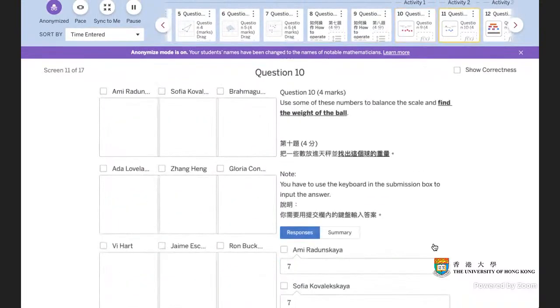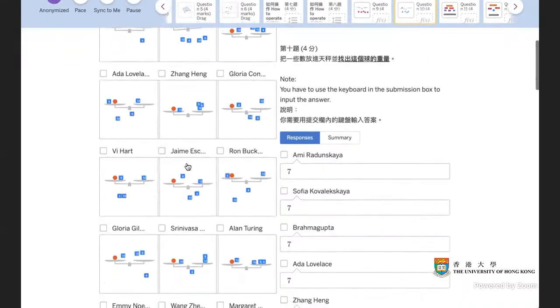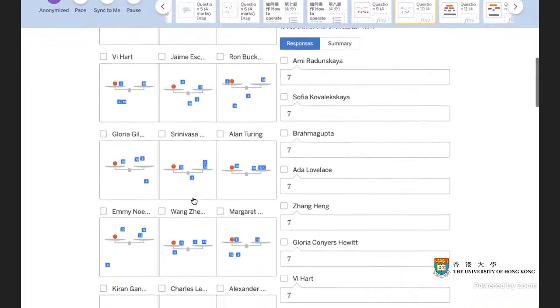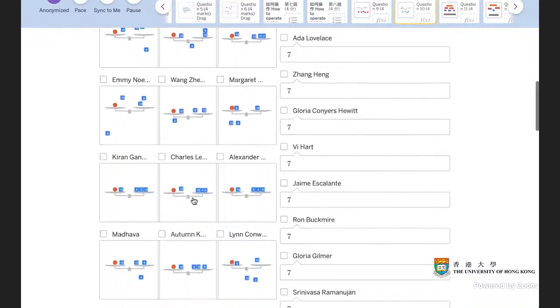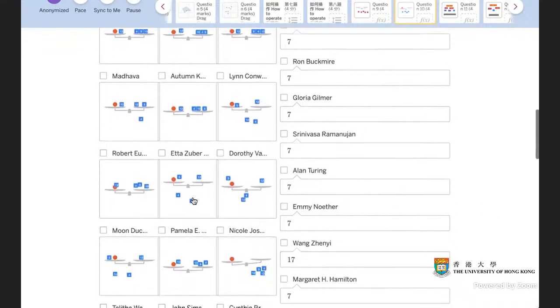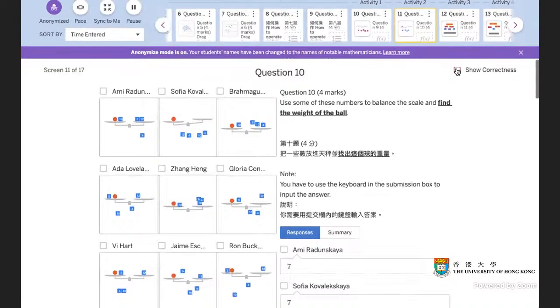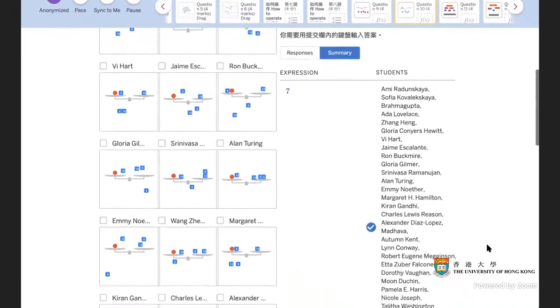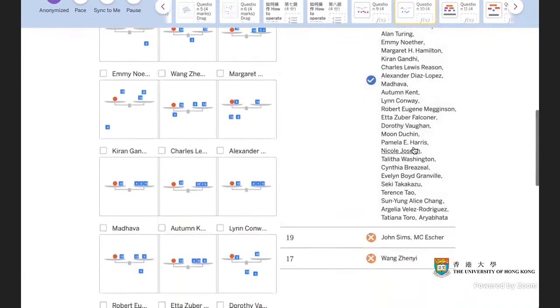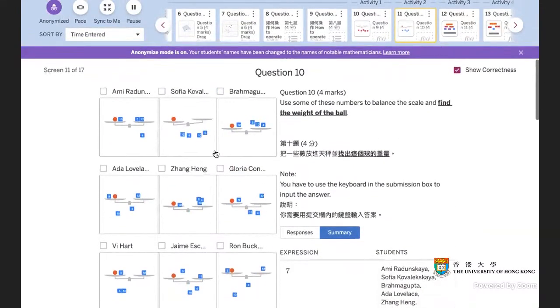And the next one is also about balance. They are asked to find the unknown while balancing the scale. Some of them make it more complicated, but generally they can still find the answer, although they find the answers in different ways. Here is the result summary, and these are all the correct answers, and only a few make a mistake. So this one is quite good for many students.